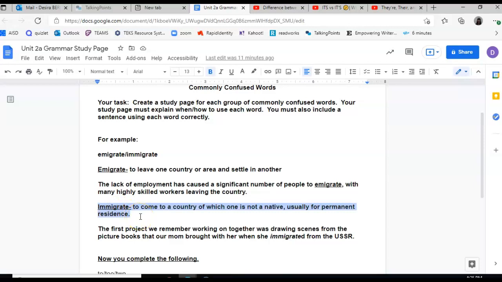So I'm finished with my first word, and now I'm ready for the second word, immigrate with an I. That one means to come to a country of which one is not a native, usually for permanent residence. My sentence using the word correctly is, the first project we remember working on together was drawing scenes from the picture books that our mom brought with her when she immigrated from the USSR. So again, your job is to take each word and write down when or how to use it, and then use it correctly in a sentence.